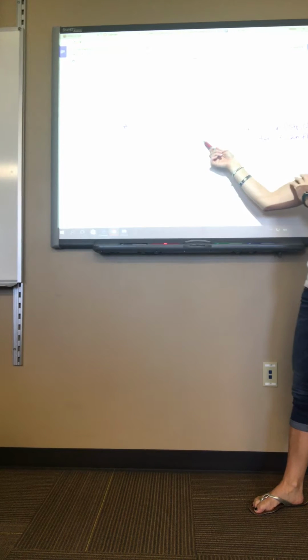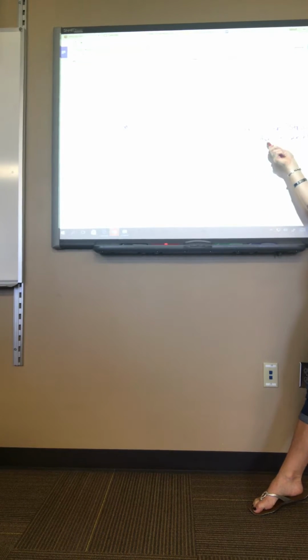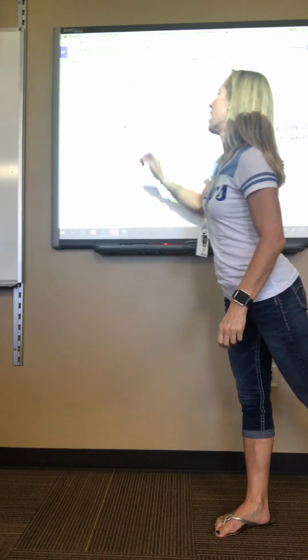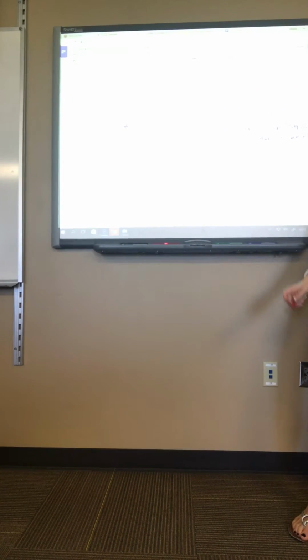Okay, inverse. If a bird is not an ostrich, then it can fly. Is that true? No, ma'am. No, there's other birds that can't fly. Now let's do the contrapositive.